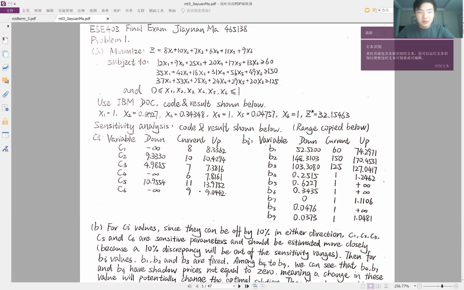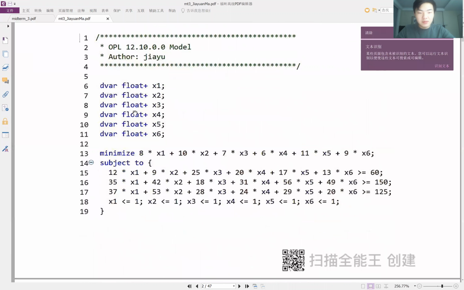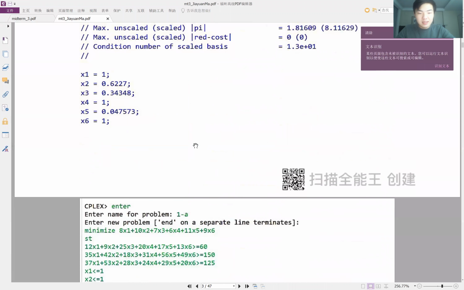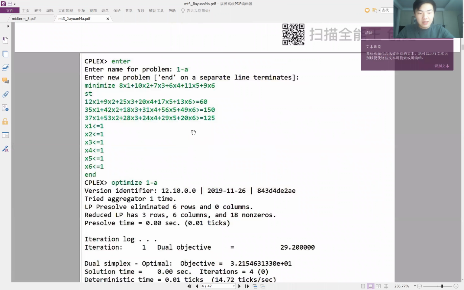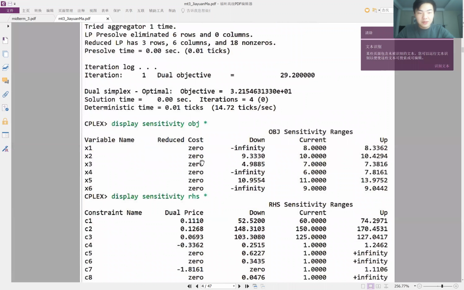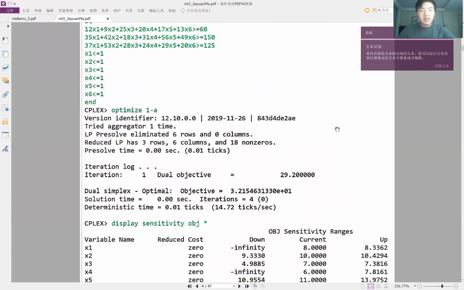And for the IBM Doc code and the sensitivity analysis, I've shown them below and copied them here for convenience. We can see the code is consistent with the problem that I formulated, and we can use the extra tool in IBM Doc to do the sensitivity analysis efficiently. Here we can see the shadow prices and the lower and upper bound of the sensitive range.